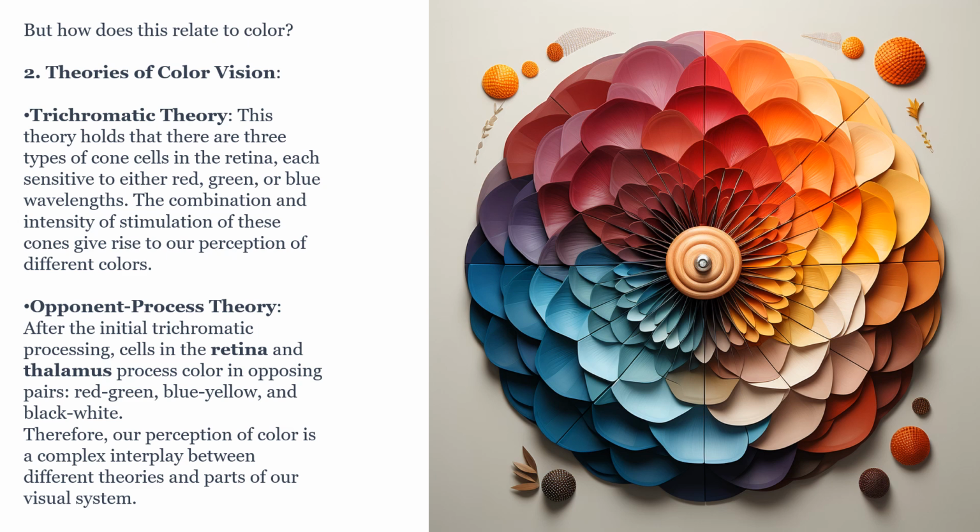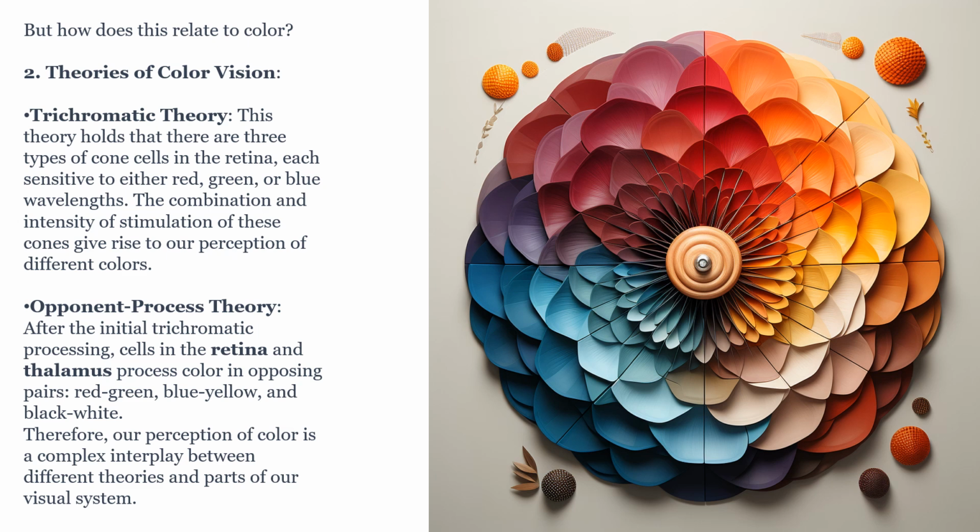But how does this relate to color? So we have theories of color vision. The first is the trichromatic theory. This theory holds that there are three types of cone cells in the retina, each sensitive to either red, green, or blue wavelengths. The combination and intensity of stimulation of these cones gives rise to our perception of different colors.